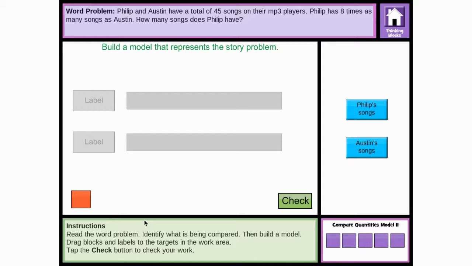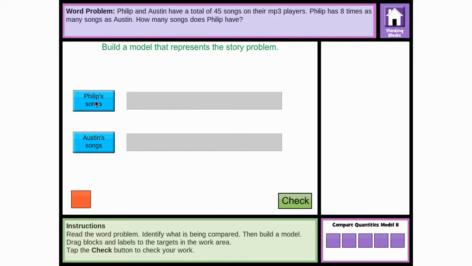the problem. So my word problem is: Philip and Austin have a total of 45 songs on their MP3 players. Philip has 8 times as many songs as Austin. How many songs does Philip have? So my first step is just to label the people that are in the story. So I have Austin and then Philip. And then I need to drag my squares to represent the story with my bar models.